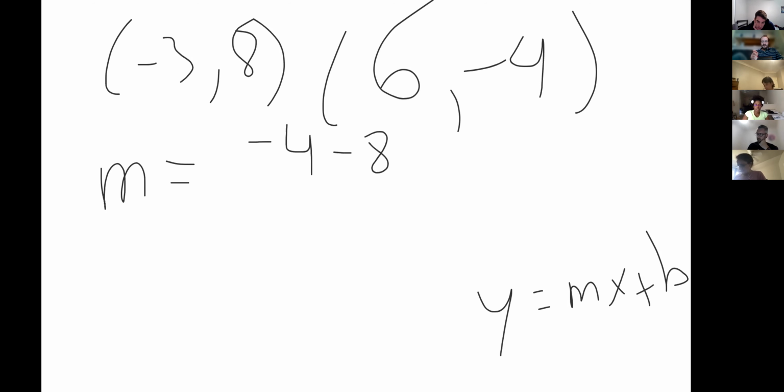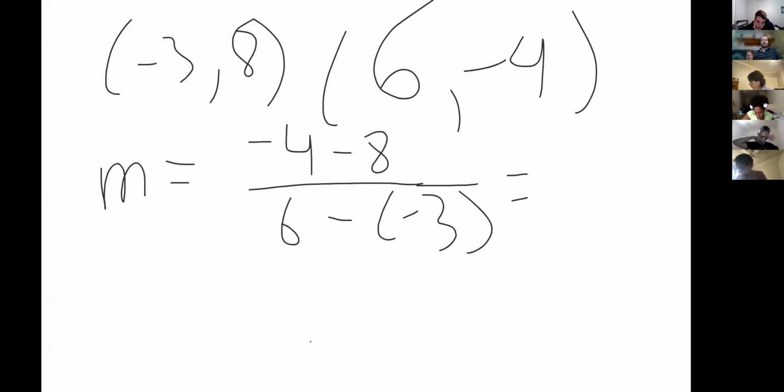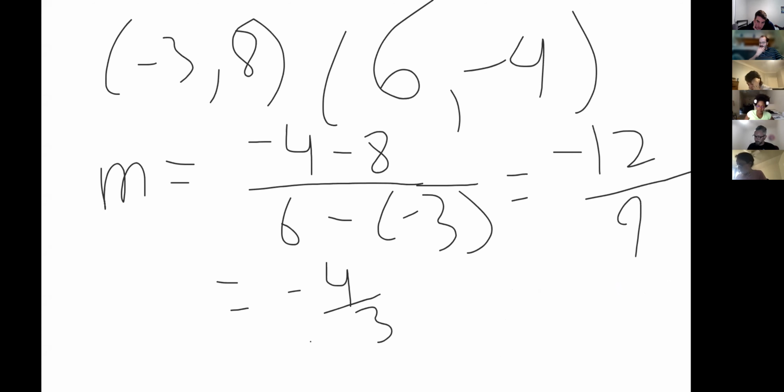So -4 minus 8 is -12 on top, and on the bottom, 6 minus -3. Don't forget your double negatives in your slope. A lot of y'all were throwing negatives out when they shouldn't have been thrown out. 6 plus 3 is 9. So what is that? -12 over 9. Is that right? Yeah, that's right. Divide top and bottom by 3, right? So -4 over 3, that's the slope.